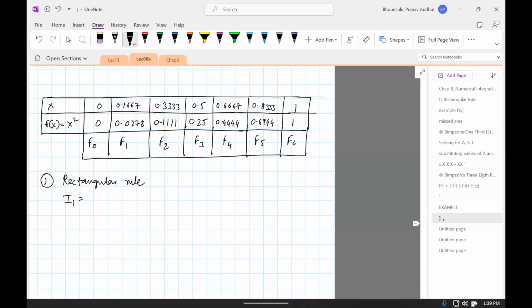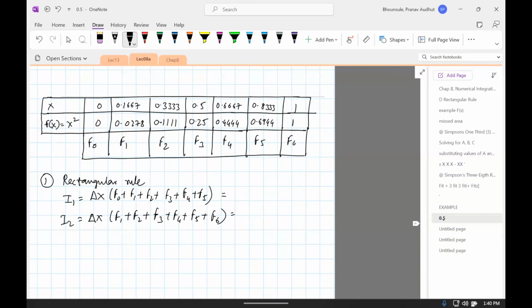So one way of doing this is delta x times F0 plus F1 plus F2 plus F3 plus F4 plus F5. Another way of writing it down, I'll call that I2, is delta x times F1 plus F2 plus F3 plus F4 plus F5 plus F6. Okay, so the advantage of writing it down in terms of F is that now you can just read off from that table what you need to sum. So you just take the right F values from the table, sum them up, and then multiply with delta X.